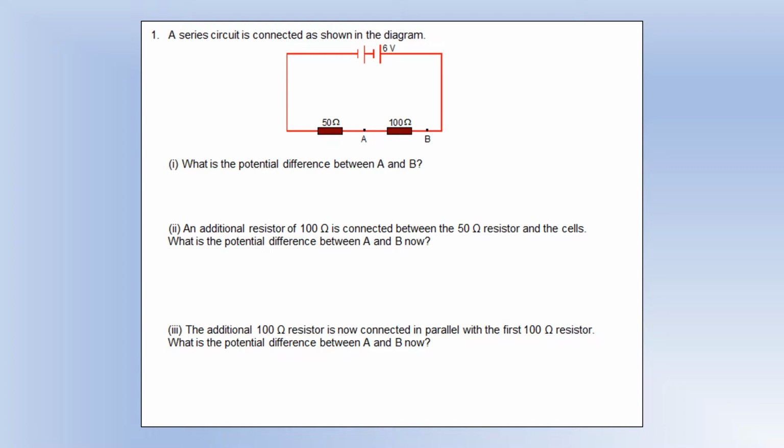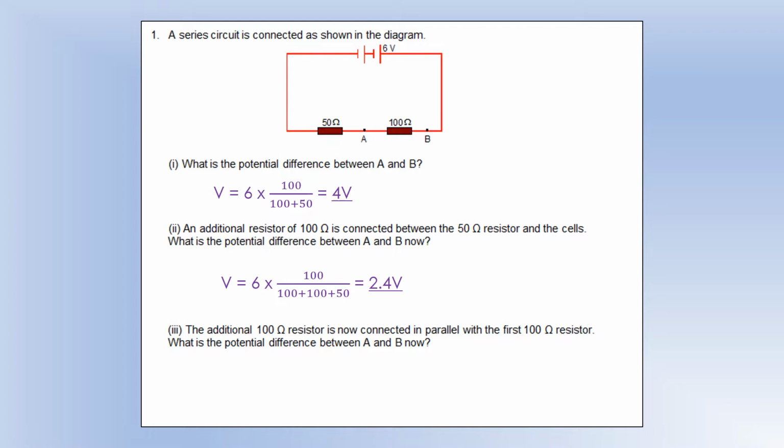Well, we've got two resistors in series, so we're looking at a potential divider, so we can use the potential divider expression to calculate that. So an additional 100 ohm resistor is connected between the 50 and the cells, so it's added in series. What's the PD now? Well, we still can use a potential divider because we've still got resistors in series.